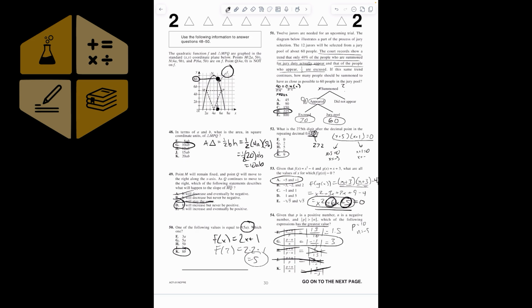Again, don't let this be something conceptual that just lives in your head. Make it real by picking numbers like we did over here, going through the options. It doesn't take too long. That's how I know number 54 is G.